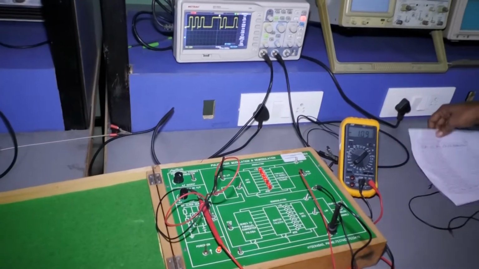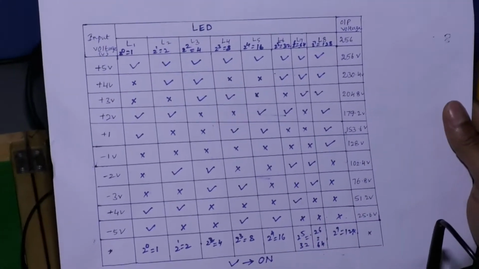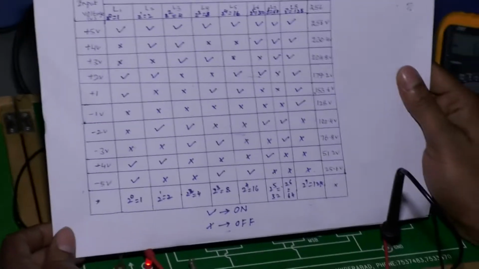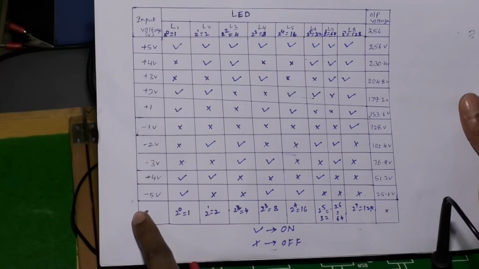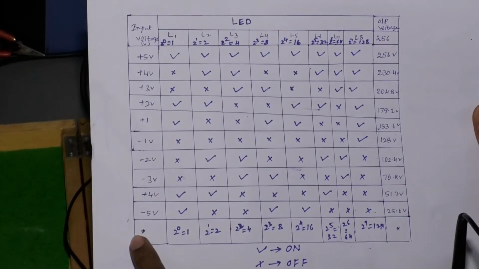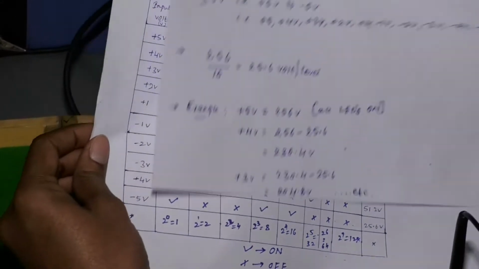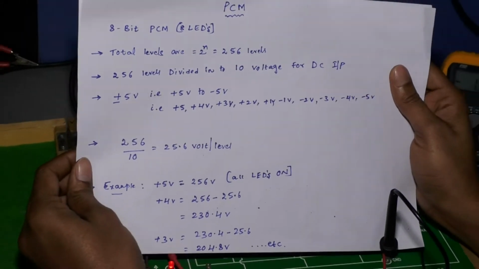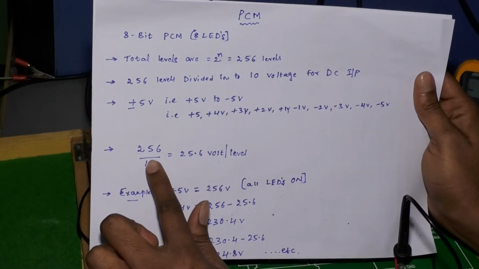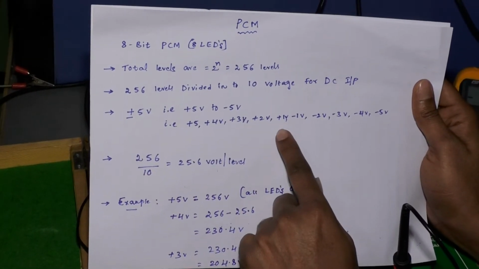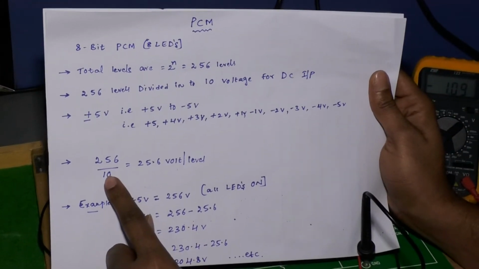For clarification of pulse code modulation, here I am giving one simple structure of the LED outputs of the pulse code modulation. See here, the input voltages, I already told you that we have 256 levels. So for an 8-bit PCM we have 10 volts, plus 5 volts to minus 5 volts, with a total of 256 levels, that is 2 power 8 equals 256 levels.